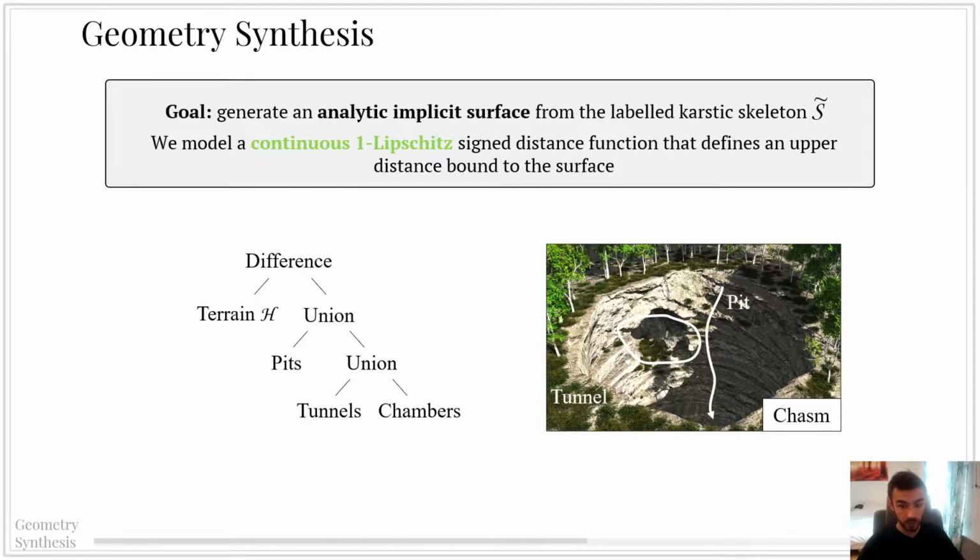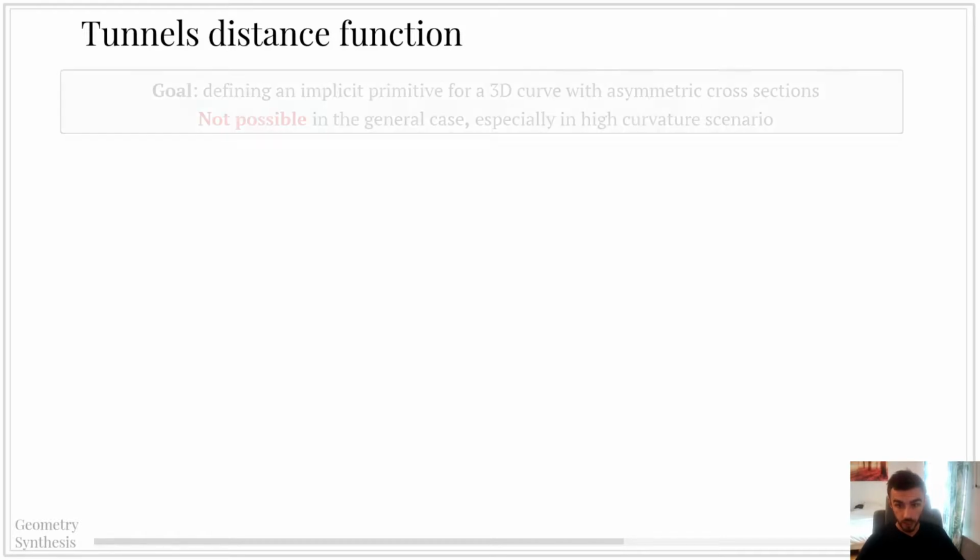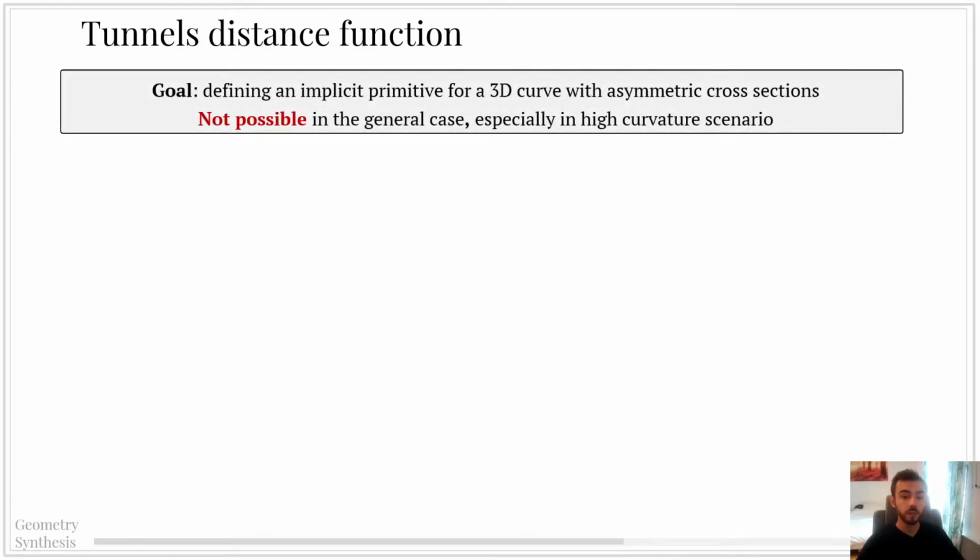that will carve everything. So I will not go into the details of the terrain function, but please note that there is some work to be done to ensure a 1-Lipschitz signed distance function for a height field. Instead, let's focus on the tunnels function. Our goal is to generate an implicit primitive for a 3D curve. We must be able to deal with asymmetric cross-sections as identified in geomorphology.